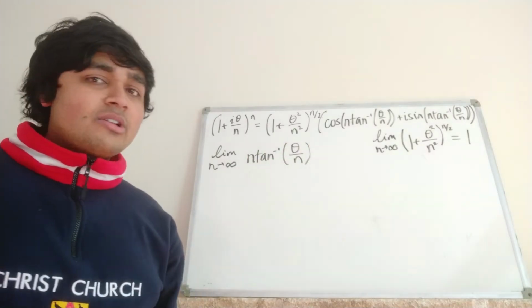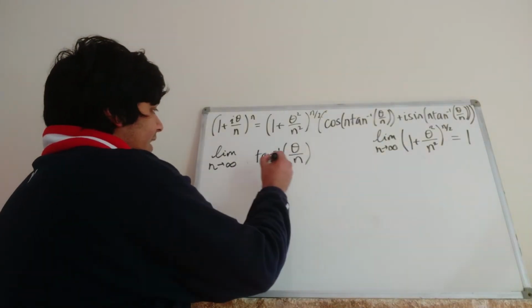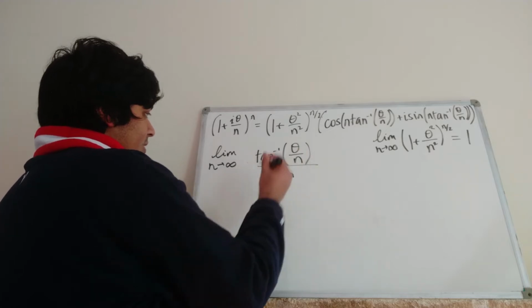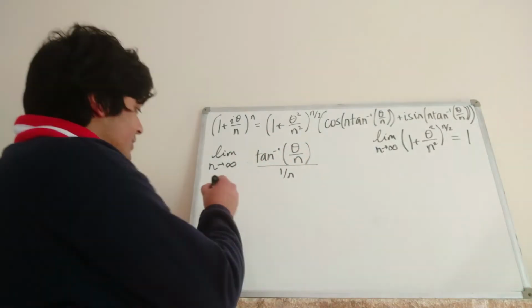So of course we can use L'Hopital's rule by just writing this as inverse tangent of theta over n divided by 1 over n. So now we've got a 0 over 0 situation. So we can use L'Hopital's rule.